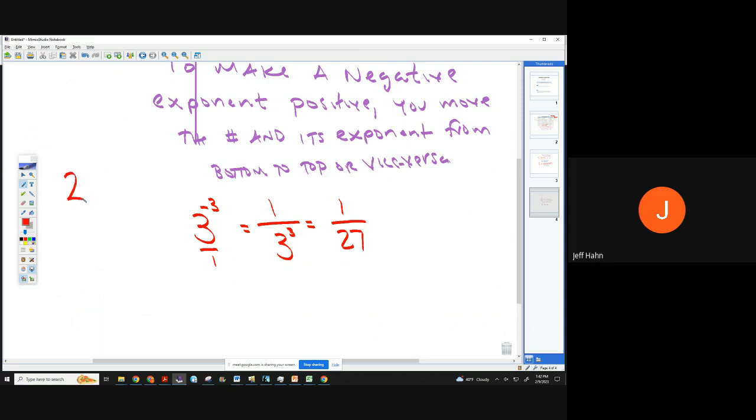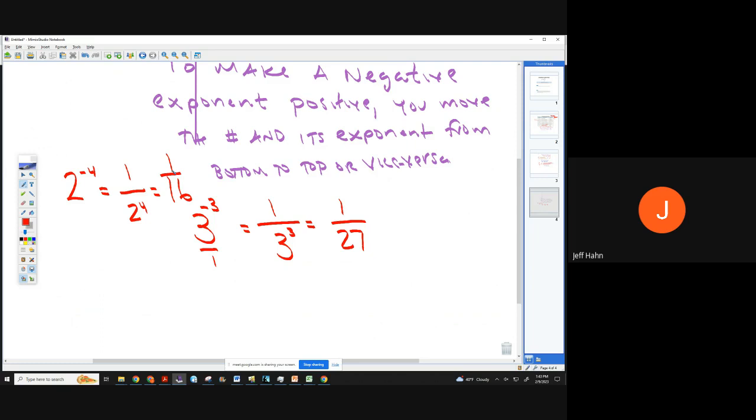Or 2 to the negative 4th power is the same thing as, it's on top of the fraction, I flip it, move it to the bottom, and it becomes 1 over 2 to the 4th power. What is 2 to the 4th power? 2 times 2 times 2 times 2. 4 times 4 is 16. So this becomes 1/16. Okay. It takes a while to get used to these sort of things. Let me see what they give you.